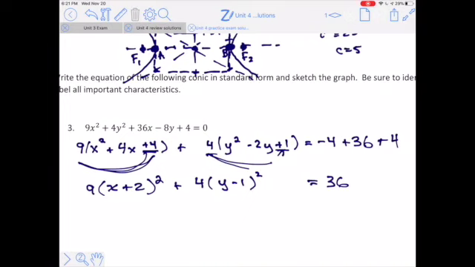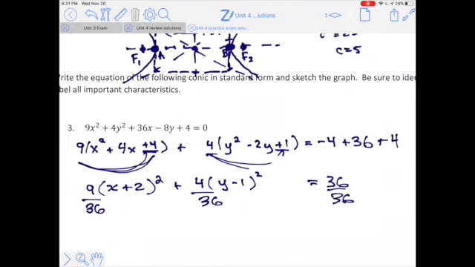Still not standard form because we don't have it equal to 1, which it needs to be if this is going to be a hyperbola or a parabola, or sorry, an ellipse. So we need to divide by 36, divide by 36, and divide by 36.